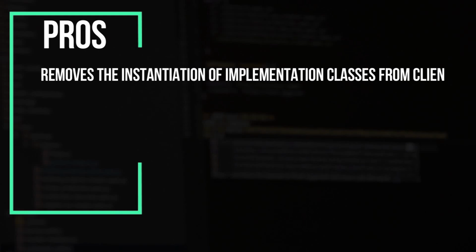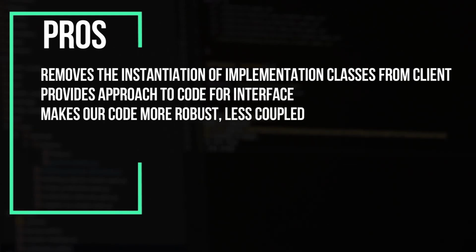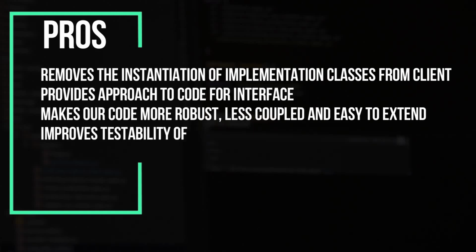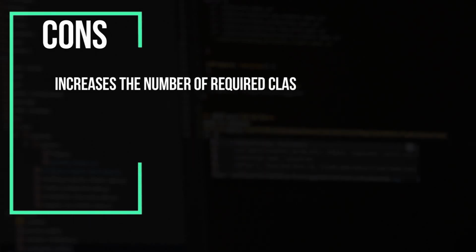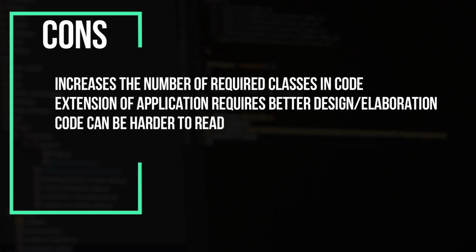Pros: removes the instantiation of implementation classes from client, provides approach to code for interface, makes our code more robust, less coupled, and easy to extend, and improves testability of your application. Cons: increases the number of required classes in code. The extension of application requires better design or elaboration, and code can be harder to read at first glance.